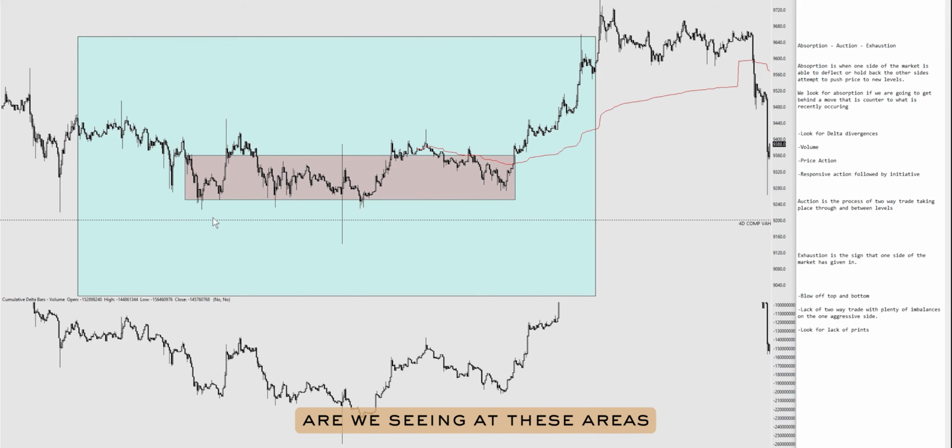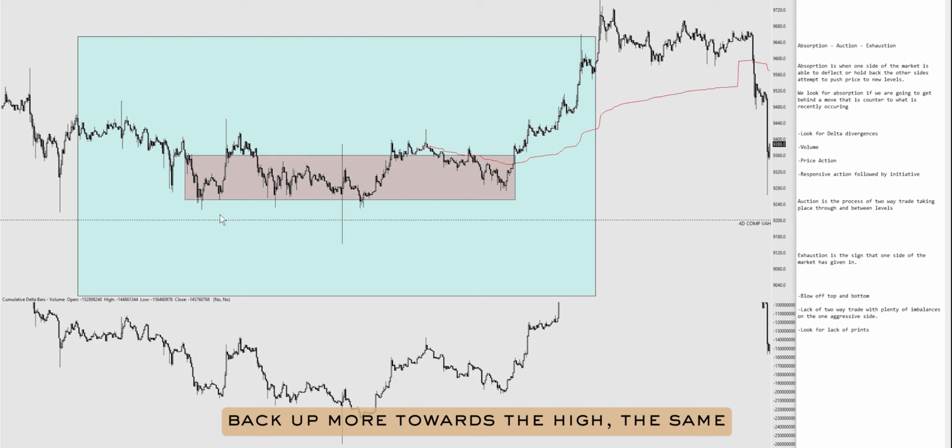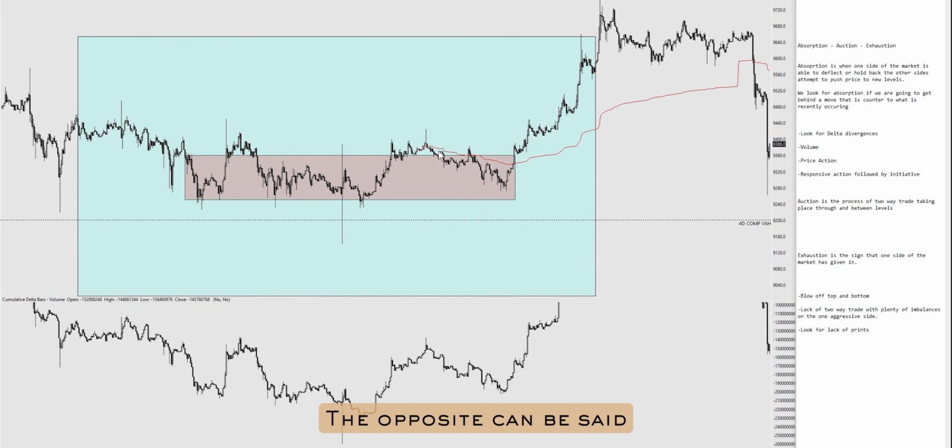What kind of response are we seeing at these areas where we're looking for absorption to begin with? We should see, if it's at the lows, that there is a good amount of shadow or wick below our close. What this indicates is that yes, price was moved down, but it was able to close this entire structure back up more towards the high. The opposite can be said at candles at resistance or at the top end of ranges.